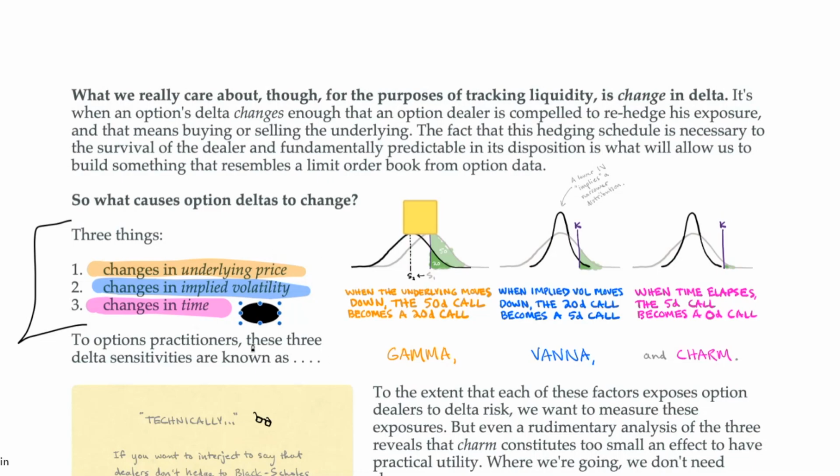And then what we want to know is, if those three things change, how is the delta of an option going to change? And that's how we get to gamma, Vanna, and charm. Is that fair? Perfect. Yeah.